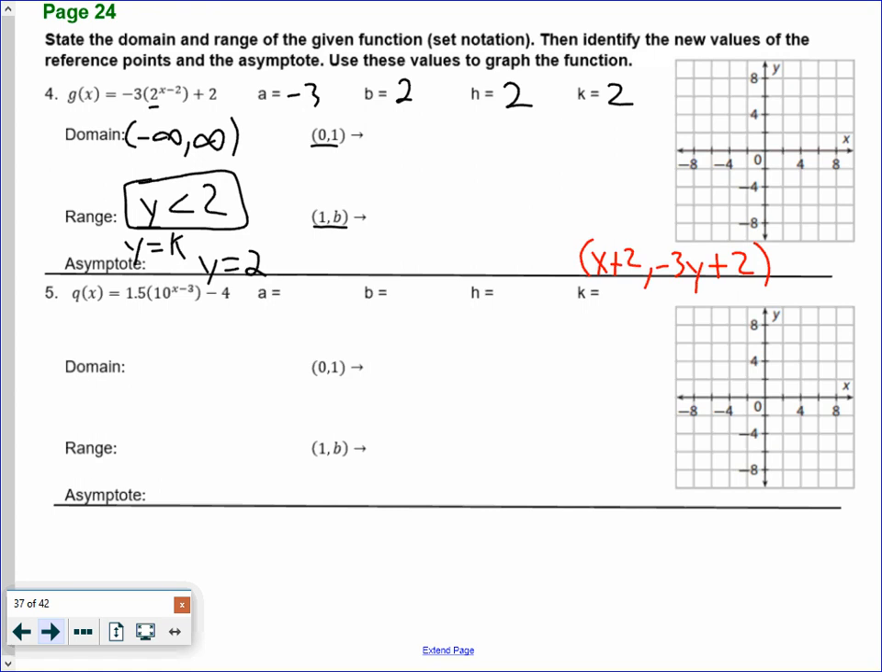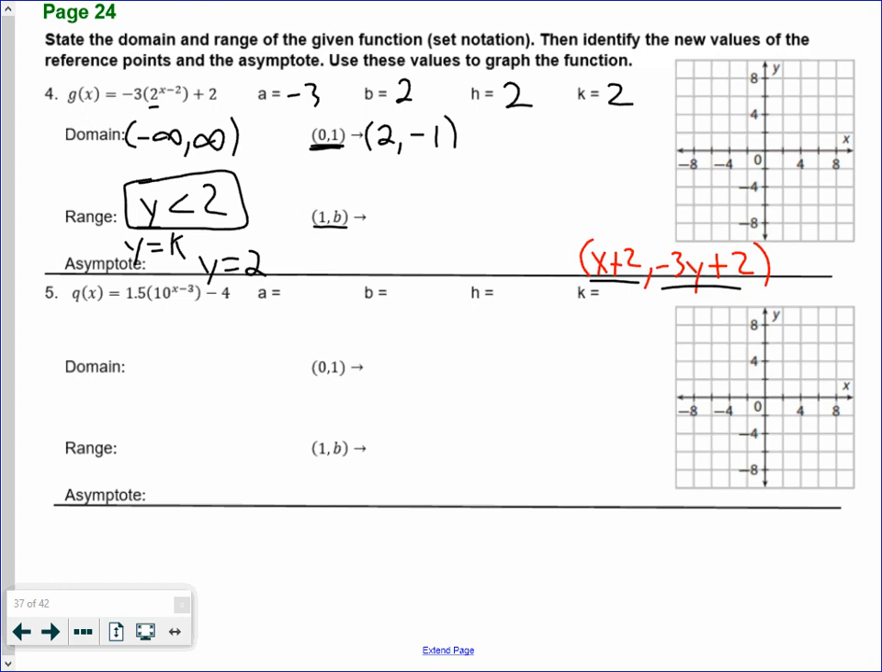So we have the point (0, 1). I put that into the transformation rule. 0 plus 2 gives us 2. And we plug in 1 for y. We get negative 3 times 1, which is negative 3, plus 2, which is negative 1. So (0, 1) transforms into (2, -1). You plug that reference point into there.